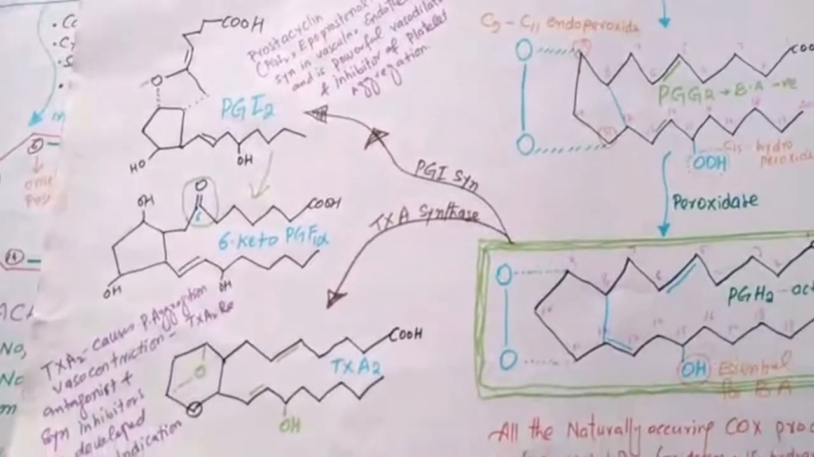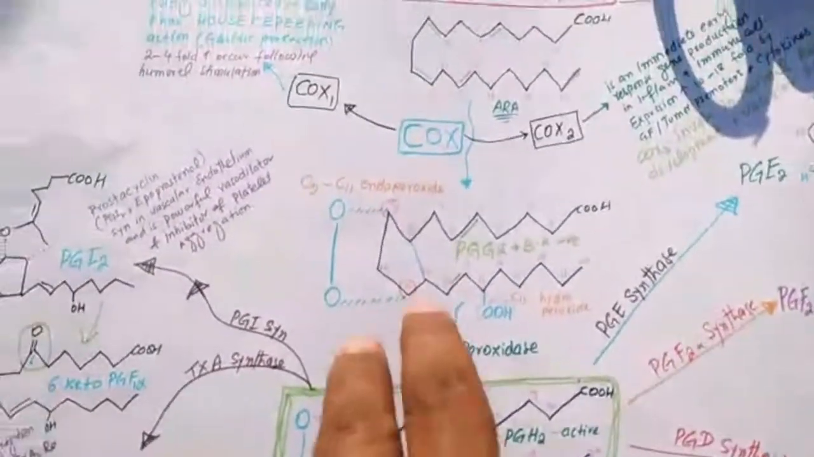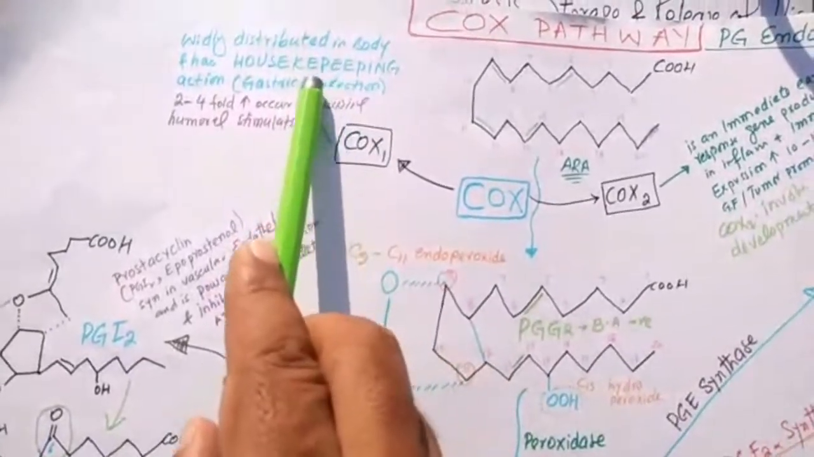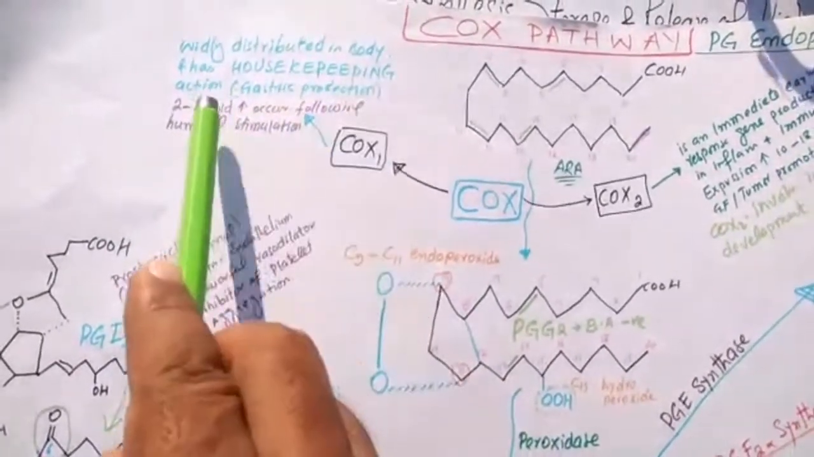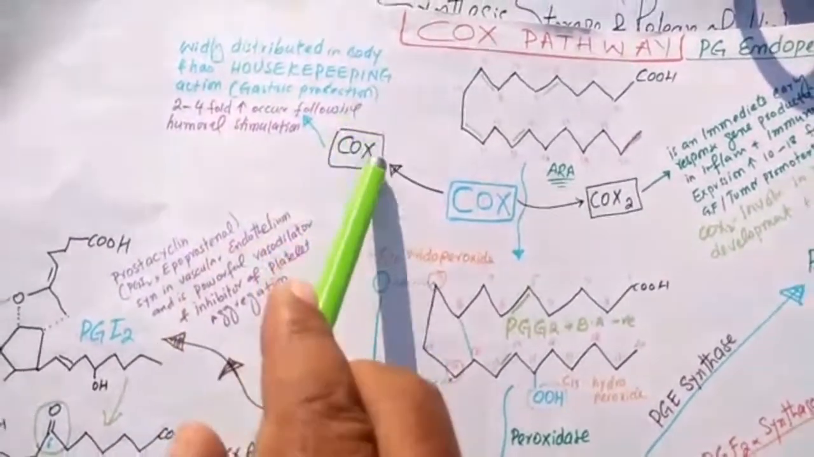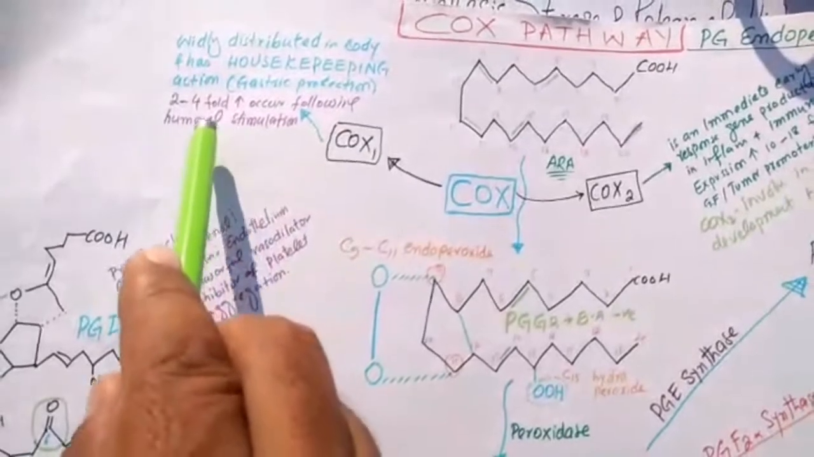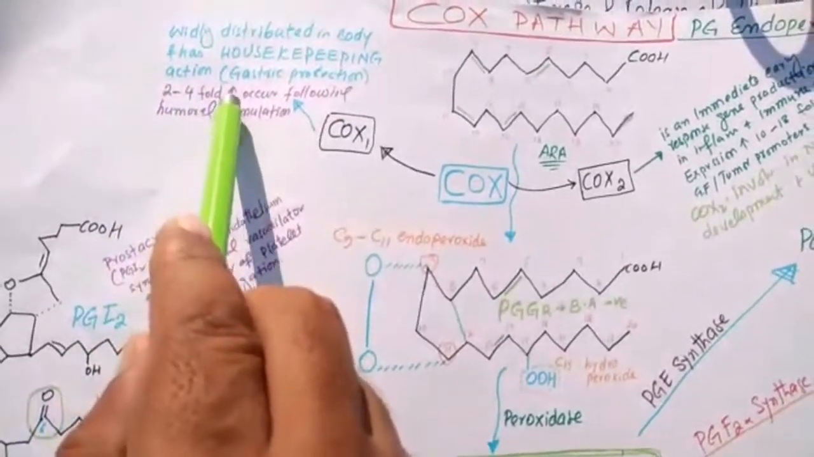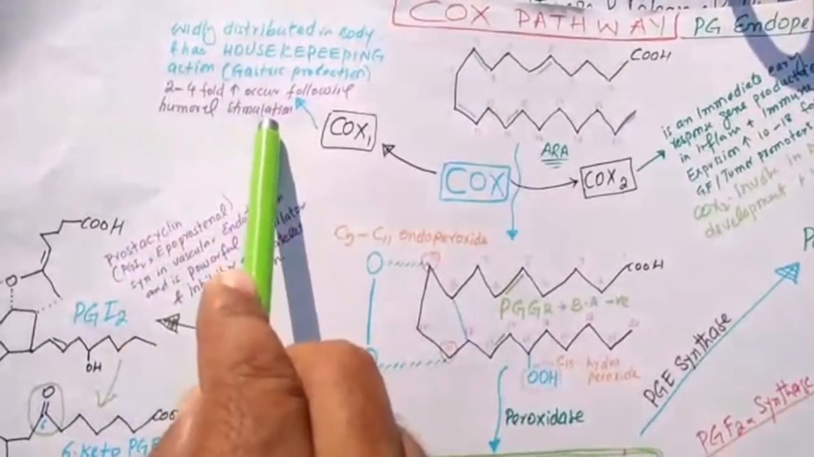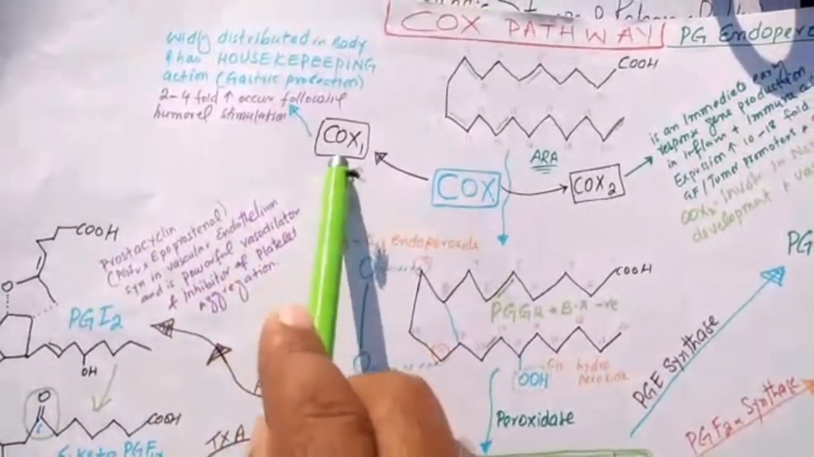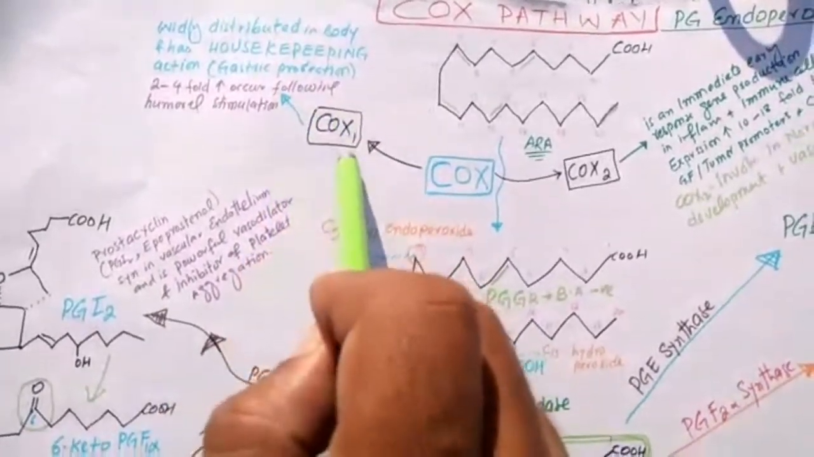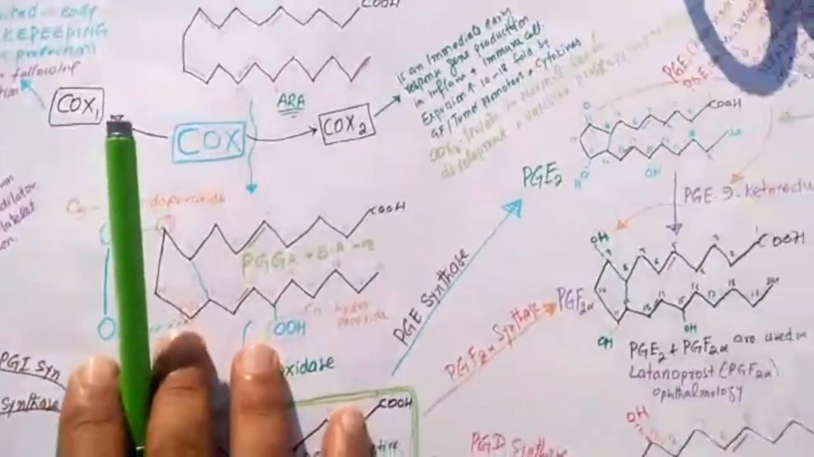In addition to these biological conversions, this COX1 is widely distributed in the body and has a housekeeping action, especially in the gastric region for gastric protection. This COX1 is increased 2 to 4 fold when there is immune stimulation. This COX1 is inactivated by the acetylation of aspirin. Aspirin is acetylating this COX1 and blocking this COX1.